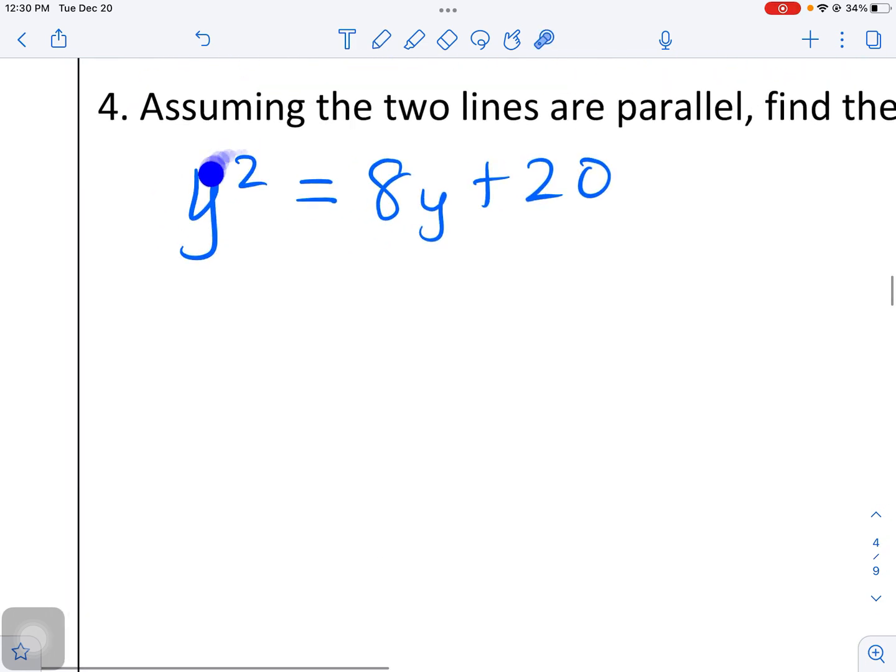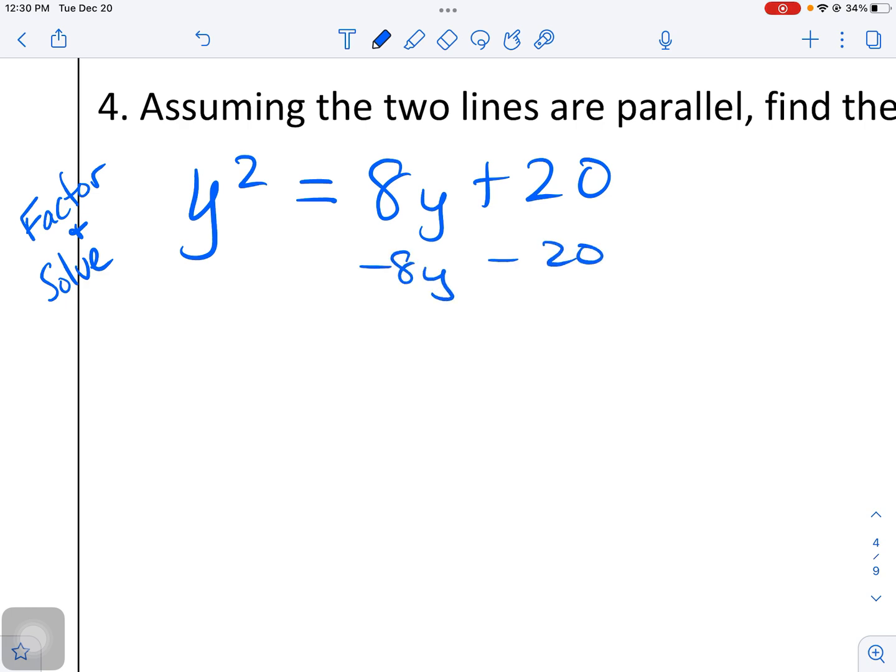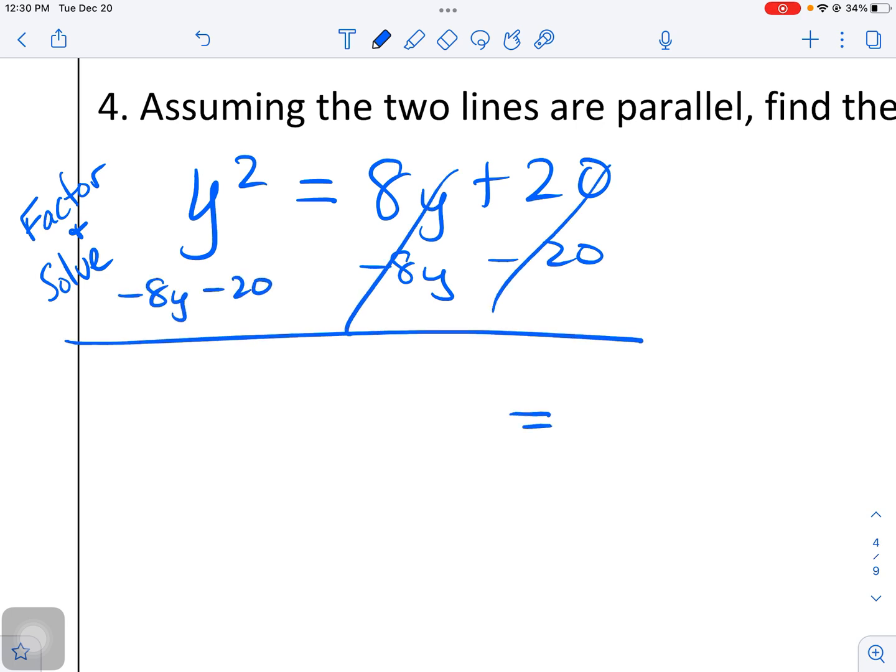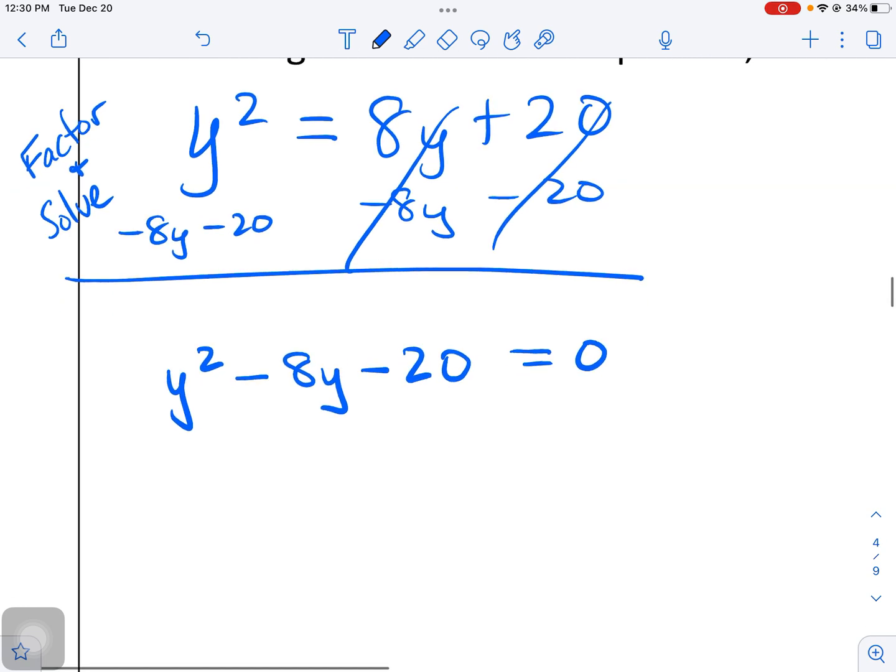Now, if you notice, it's a y squared. So we should be thinking to ourselves, factor and solve. Our first thing about factoring is we need to set the equation equal to 0. So I'm going to subtract my 8y and subtract my 20 from both sides. These cancel. The right side becomes 0. The left side becomes y squared minus 8y minus 20. Now we're going to look for our greatest common factor. We can see there isn't one, and we're just going to factor it like normal.